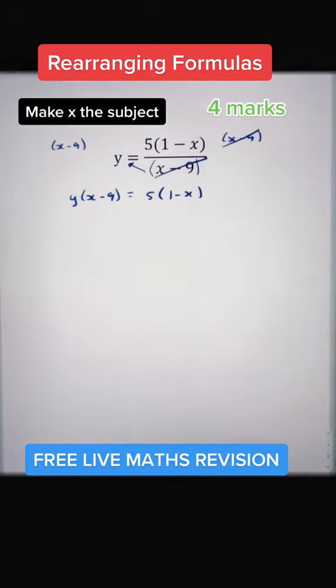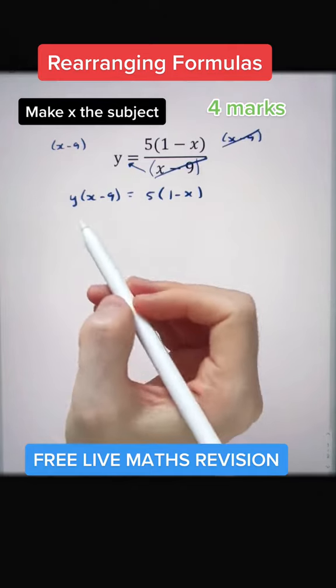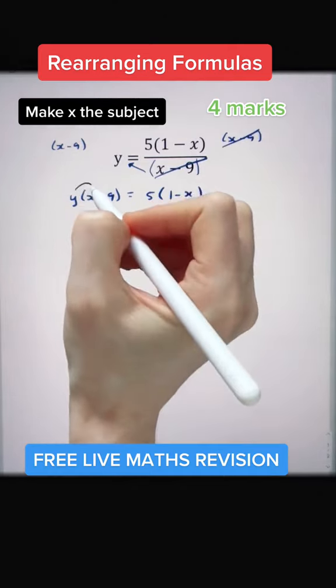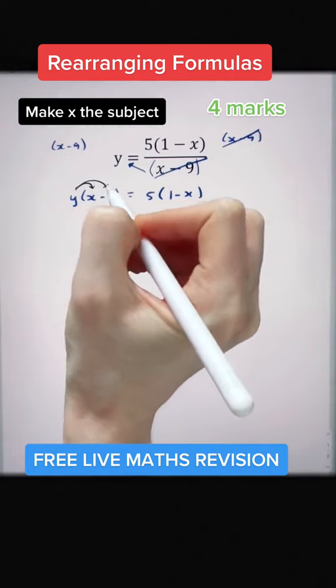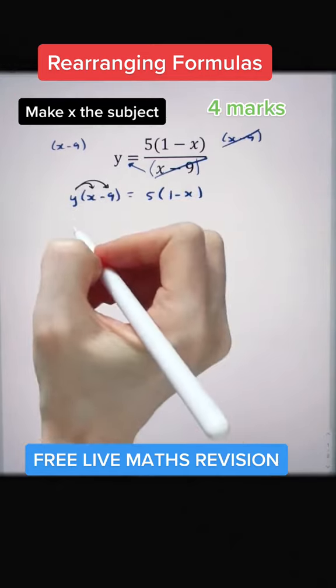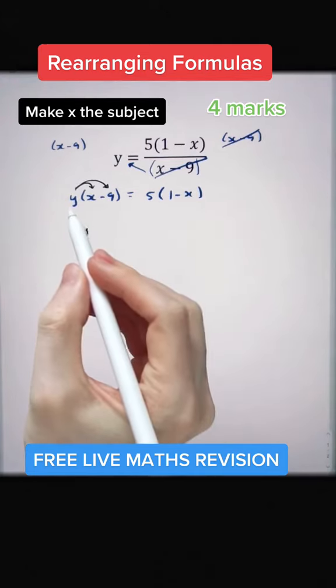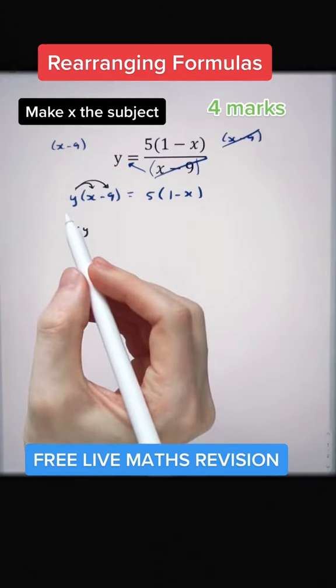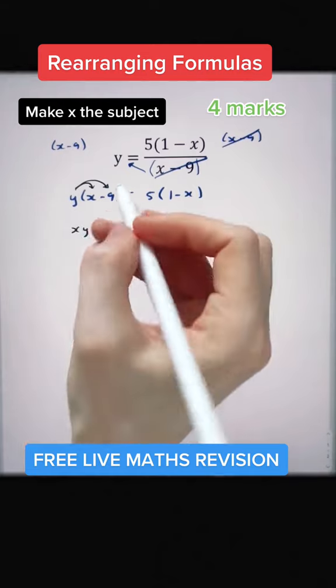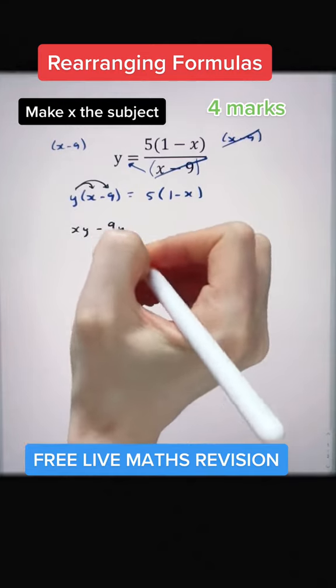I now have a single bracket on each side of my equation. Multiply out my single bracket. Whatever's directly outside, I multiply by each term directly inside. Y times x is simply xy, as we write numbers first and letters in alphabetical order when we're multiplying. And y times negative 9 gives us negative 9y.